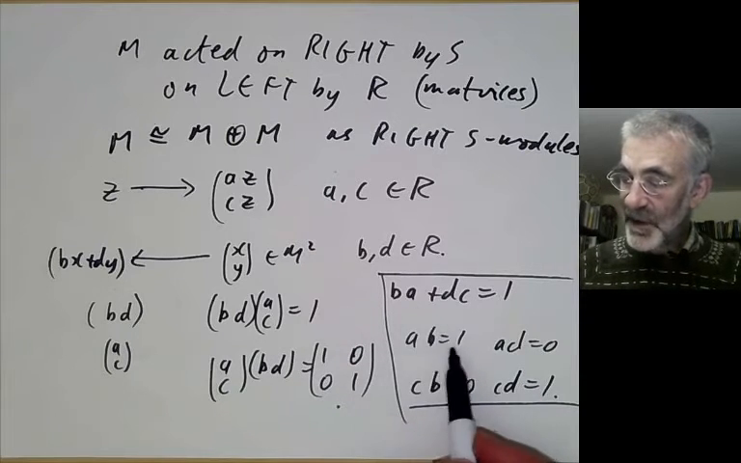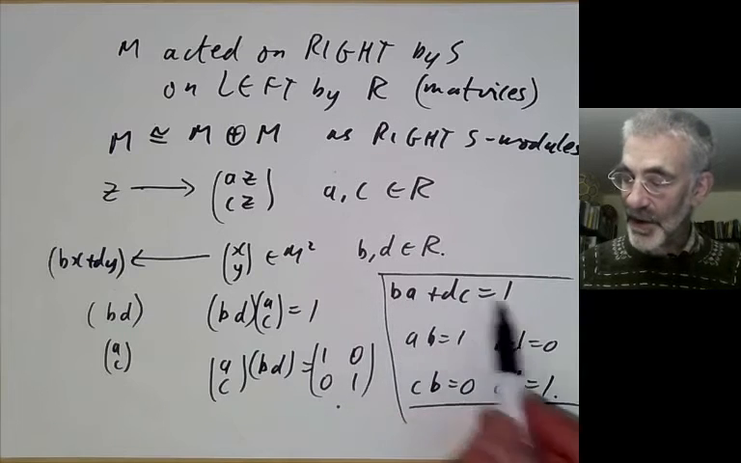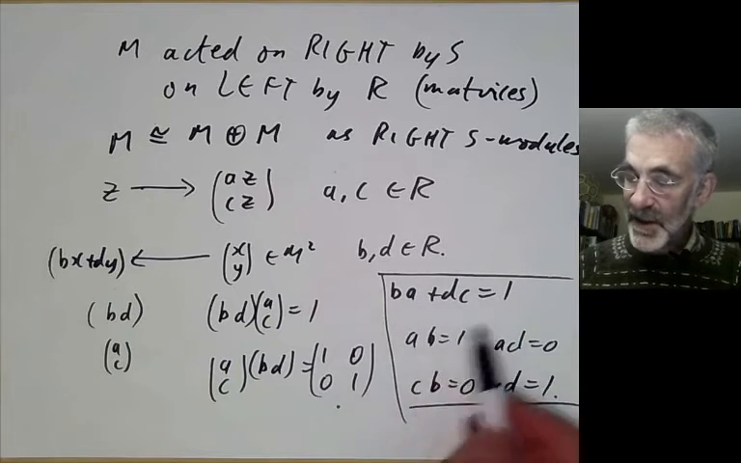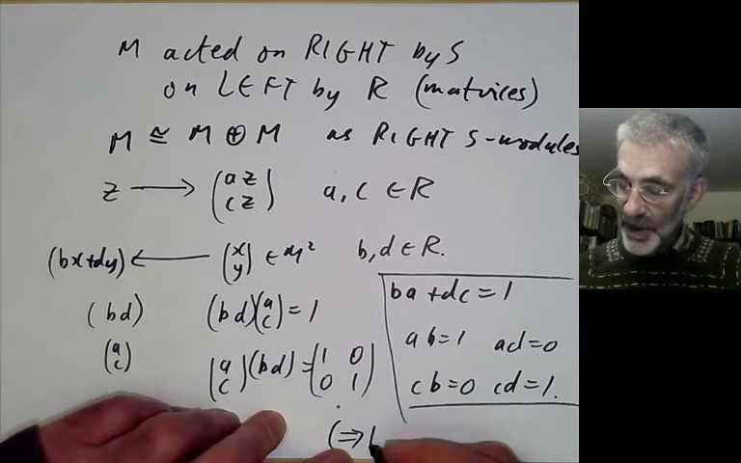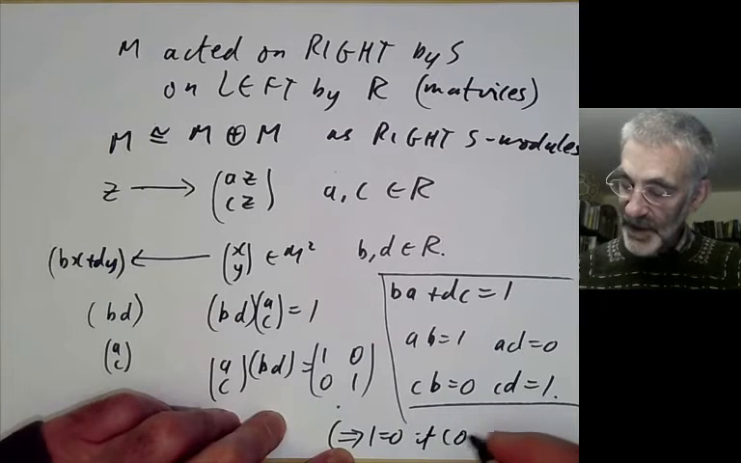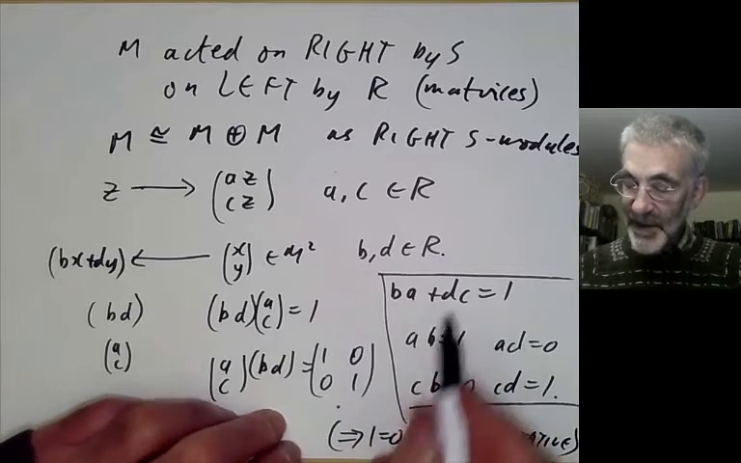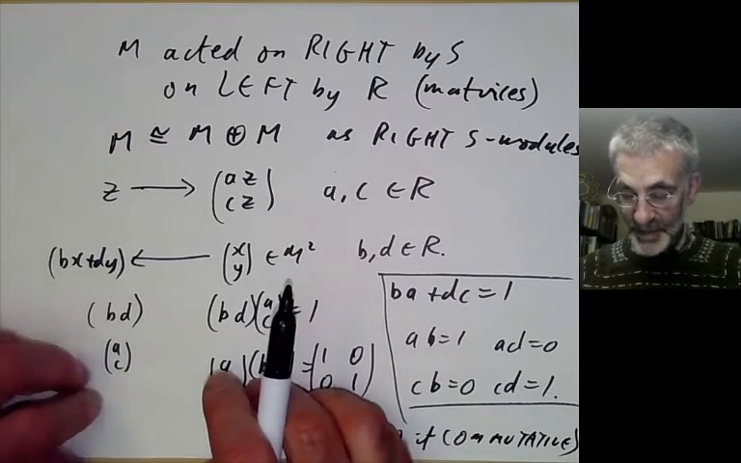Notice, by the way, that if the ring were commutative, then AB equals 1 would imply BA equals 1, and similarly this would imply DC equals 1. So if the ring is commutative, these imply 1 equals 0. So this is something that can only happen in an interesting way for non-commutative rings.